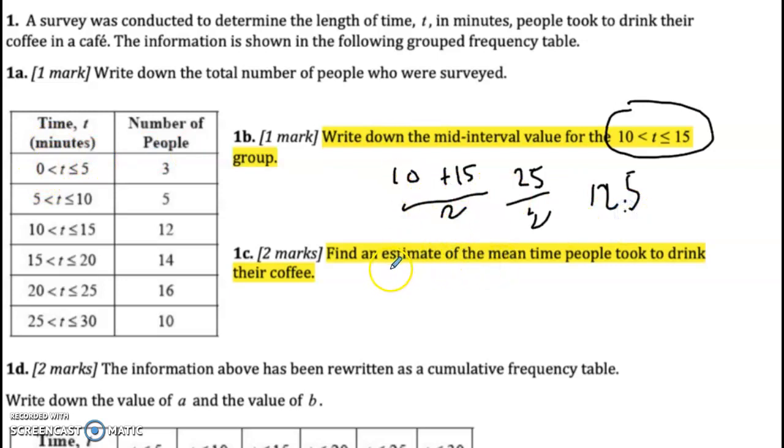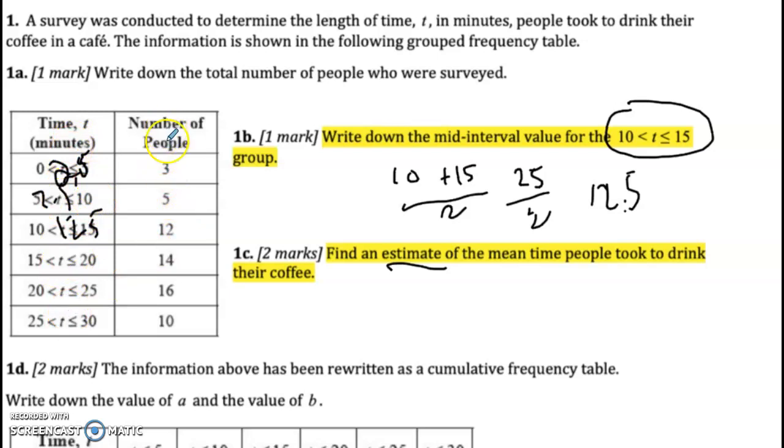A lot of you got this wrong. This is asking you for an estimate of the mean because you don't know these three people. You have no idea where they were in here. They could have been anywhere between 1 minute and 5 minutes, and you don't know where they are. So to calculate the mean, you have to estimate it using the mid-interval values. So the mid-interval values are halfway in between each of these. So this one would be 2.5. This one would be 7.5, 12.5, etc.